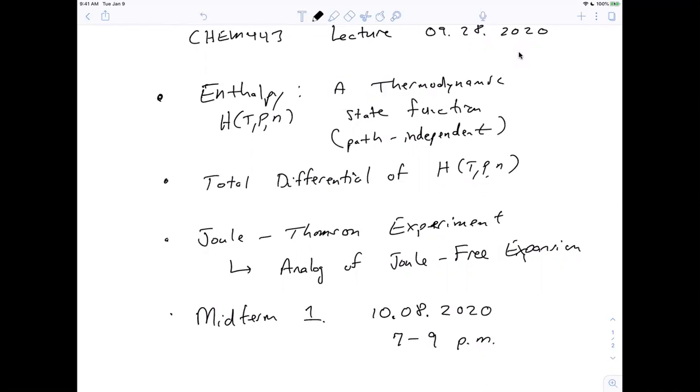This is the agenda that you see before you for today. And I just stress that the first midterm is next Thursday, October 8th, from 7 to 9 p.m. And if you still have issues or problems with conflicts, just let me know via email. And of course, there'll be the Wednesday discussions this week and next week as usual. And I'm always available if you need help with questions.